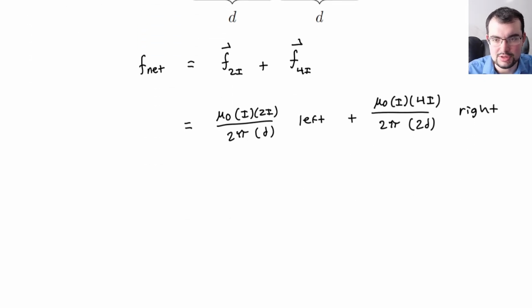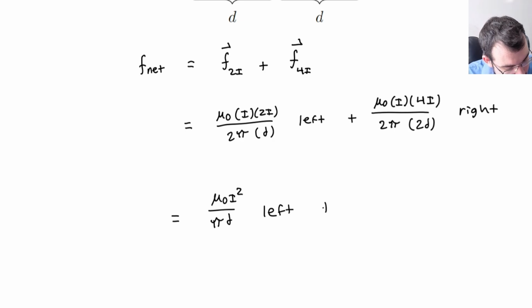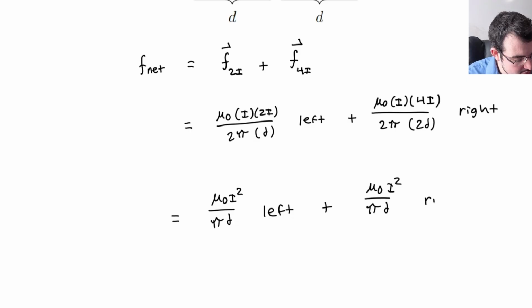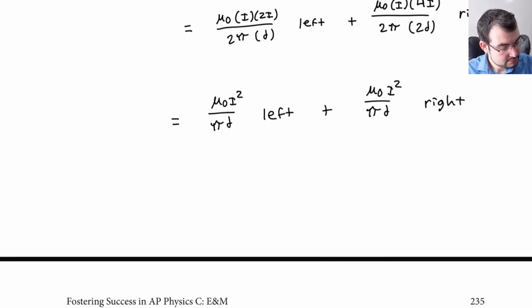All right, now something interesting happens. So we'd get, goodbye, the 2's go away, so we get mu naught I squared over pi d left plus mu naught. 2 and 4 make 8, but the 4 cancels this 4, so I also get mu naught I squared over pi d, but this time it's to the right. What does that mean? Well, we have force per length left, force per length right. They're the same force per length, so it's actually 0.